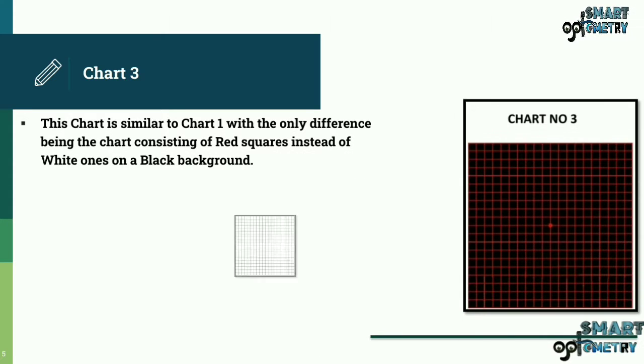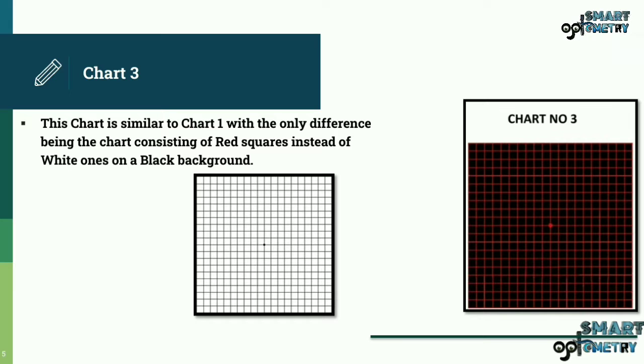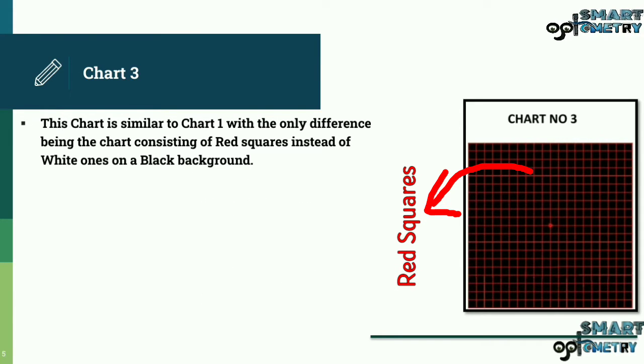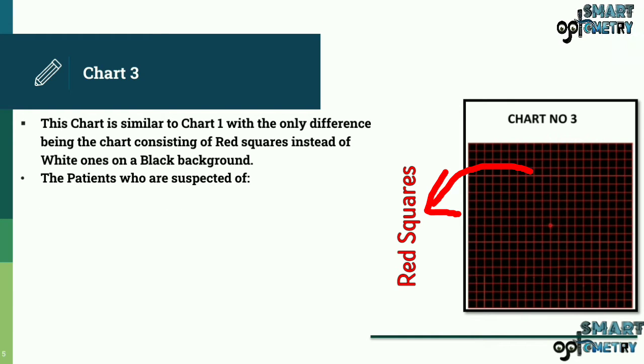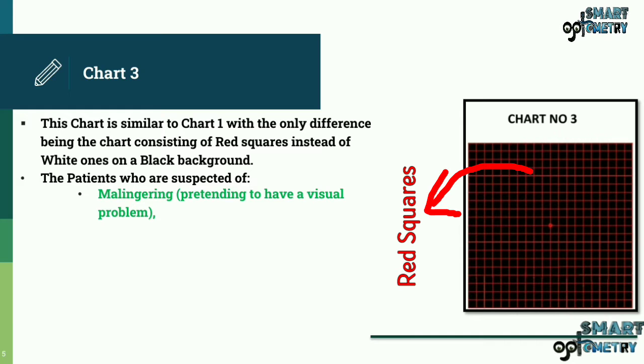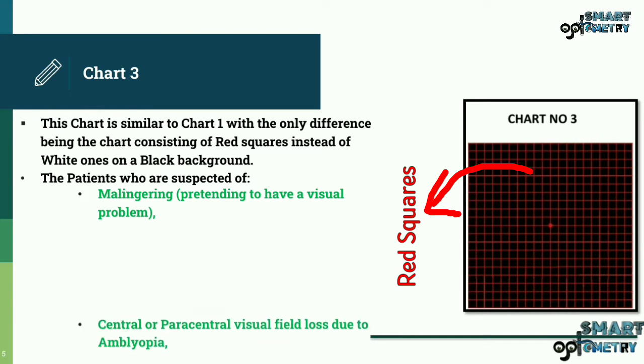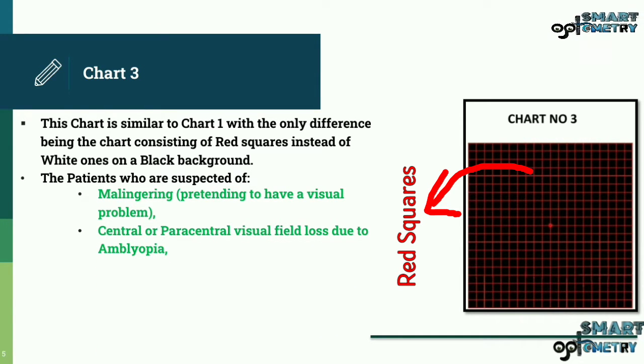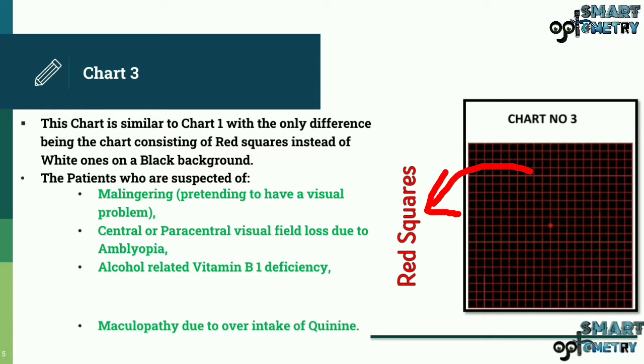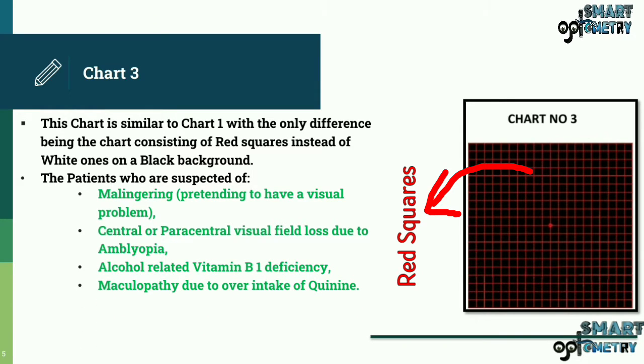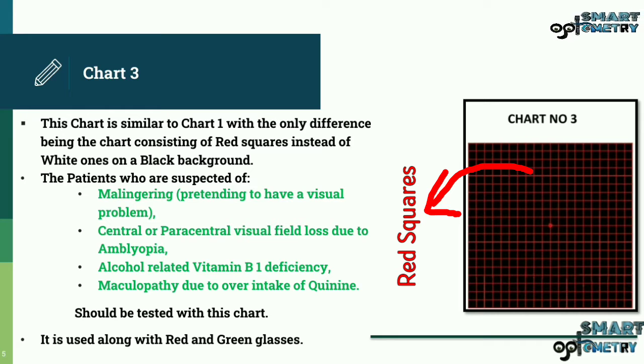Chart 3. This chart is similar to chart 1, with the only difference being the chart consisting of red squares instead of white ones on a black background. Patients who are suspected of malingering, that is pretending to have a visual problem, having central or paracentral visual loss due to amblyopia, alcohol-related B1 deficiency, maculopathy due to over-intake of quinine should be tested with this chart.